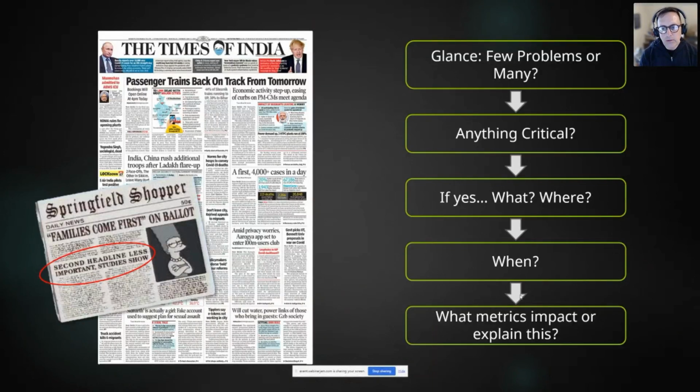Is it anything critical? If there is, show it to me a little bit. Where is it? Could be geographically where, or inside my information model or asset model where. When has it happened? Is it getting better or worse? That's more of your trend-like comments. And as you go down, you get that supporting information.